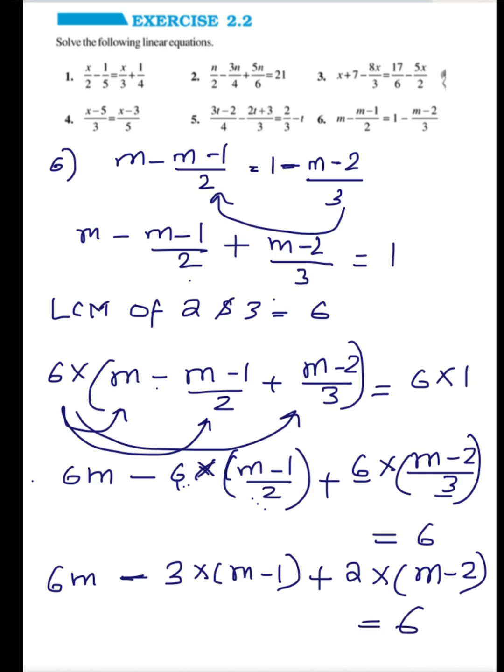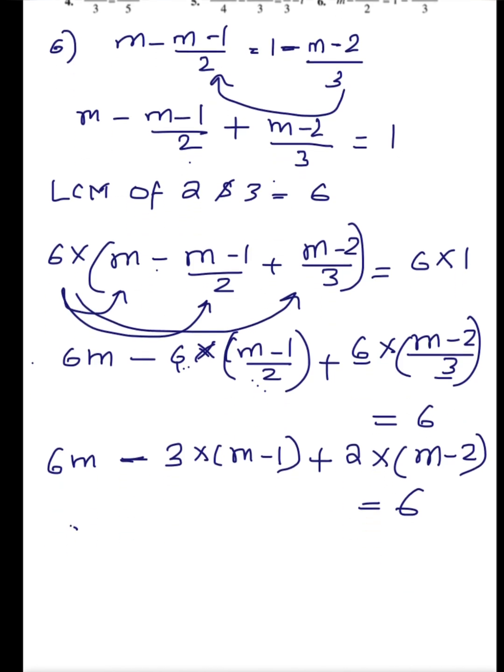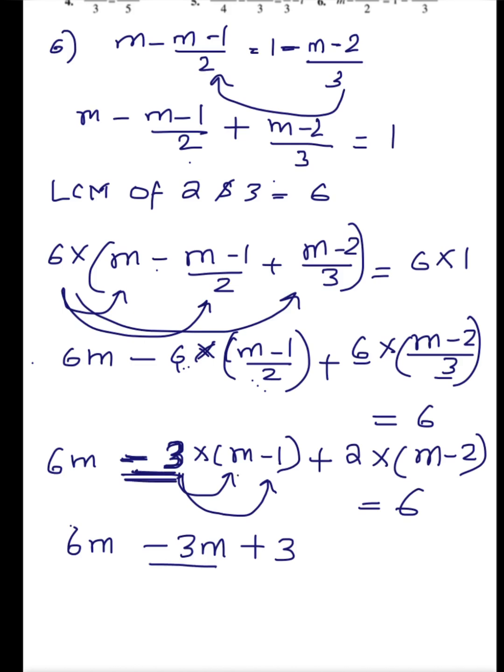Understand? Now let's write this 6m minus, what is 3 into m? This minus should be taken along. That is minus 3 into m. What is minus 3 into m? It's minus 3m. Now what is minus 3 into minus 1? Minus 3 into minus 1 is plus 3. Understand? This step should be noted carefully. That is, you should not simply multiply this 3 alone with m. Instead, you should take this minus 3. So minus 3 into m is minus 3m. Similarly, minus 3 into minus 1 is plus 3.